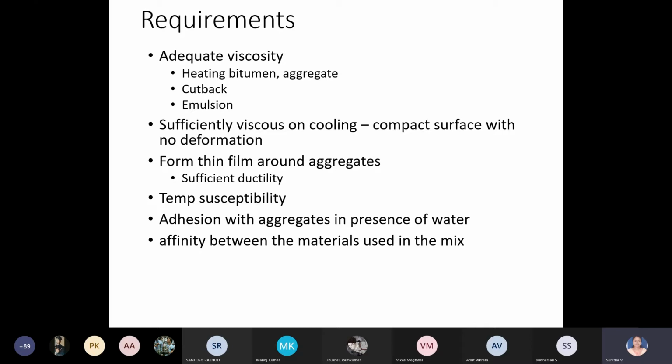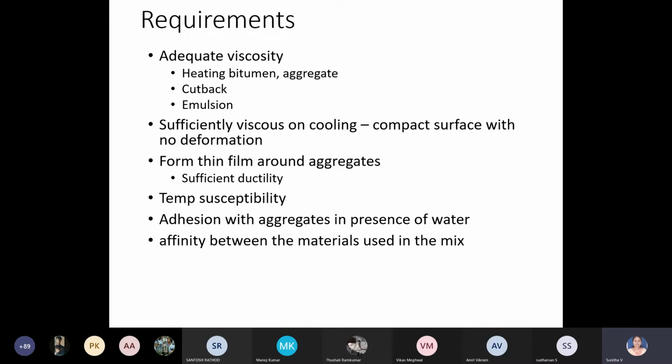To attain a particular consistency, depending on the grade, what is the temperature required? That you find in temperature susceptibility. The test for that is called the softening point test. Then there is adhesion with aggregate in the presence of water, the water affinity between the materials used in the mix.